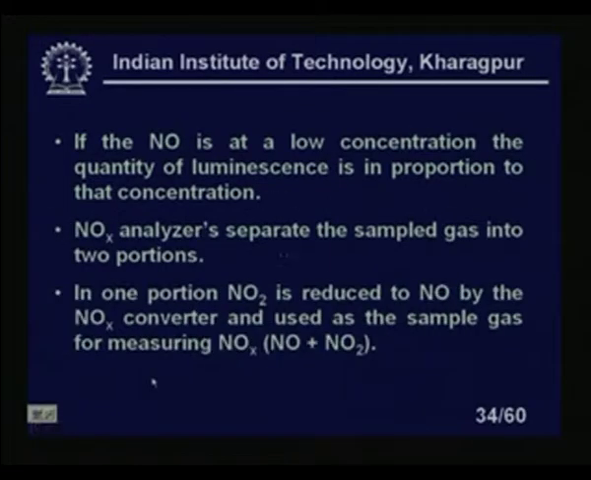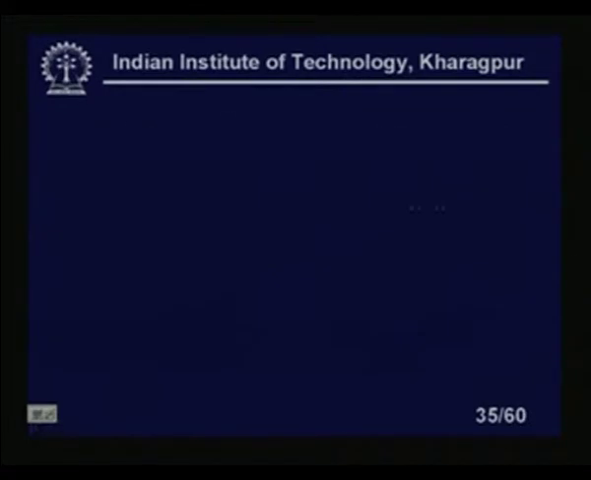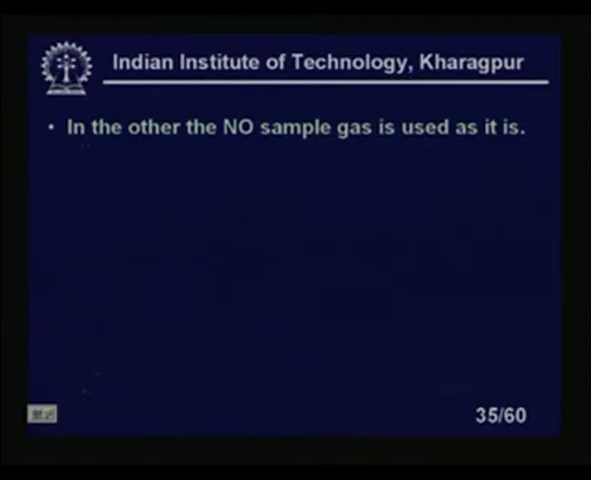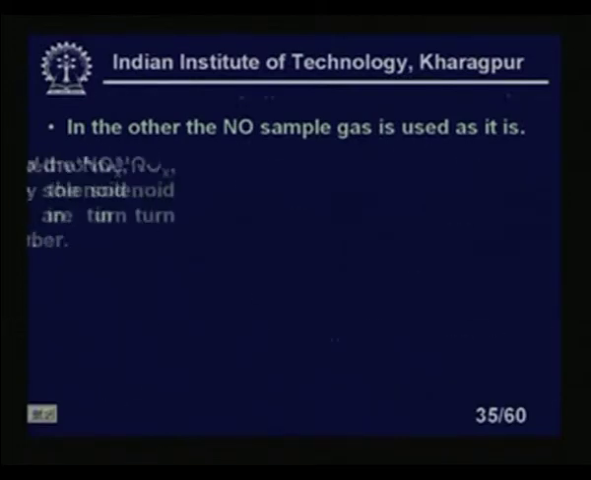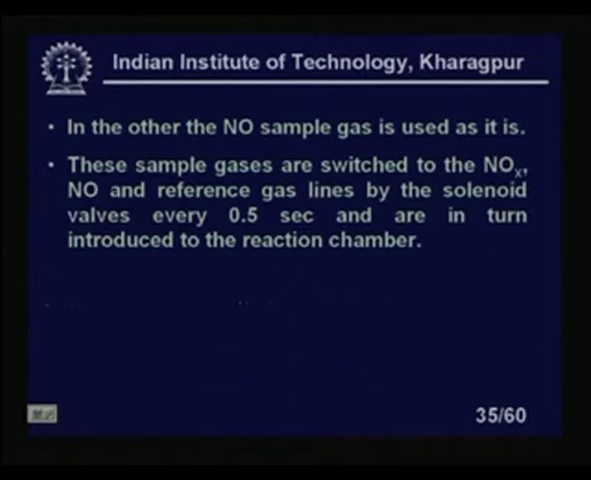Now, NOx analyzers separate the sample gas into two portions. In one portion, nitrogen dioxide is reduced to NO by the NOx converter and used as a sample gas for the measurement of NOx, which is NO plus NO2. In the other, the NO sample gas is used as it is. These sample gases are switched to the NOx, NO and reference gas lines by solenoid valves every 0.5 seconds and are in turn introduced into the reaction chamber.